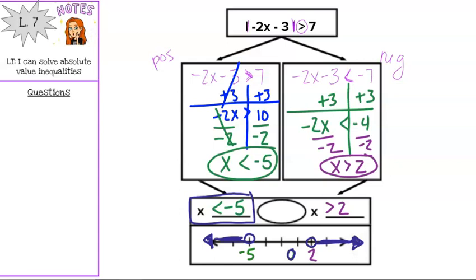So if we look at this graph, it's split. So it's not an "and" inequality, it's an "or." So we're going to put the word "or" in the circle in the middle. So x is less than negative 5 or x is greater than 2.